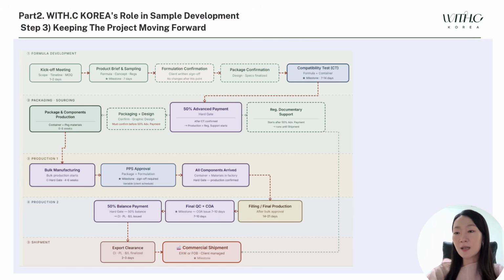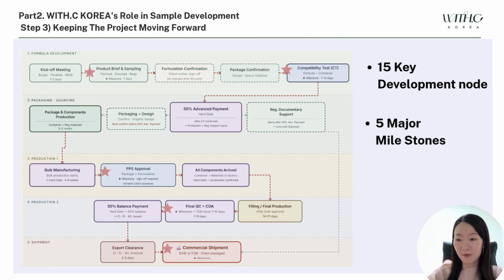Step 3. Keeping the project moving forward. What you're seeing on the screen is a simplified roadmap of key steps involved in launching a single cosmetic product. As you can see here, bringing just one product to market involves around 15 key development nodes and 5 major milestones. This is a simplified roadmap. In reality, depending on the product and its requirements, there may be even more steps involved. Each stage depends on the previous one, and even a small delay or miscommunication can affect the overall project timeline.